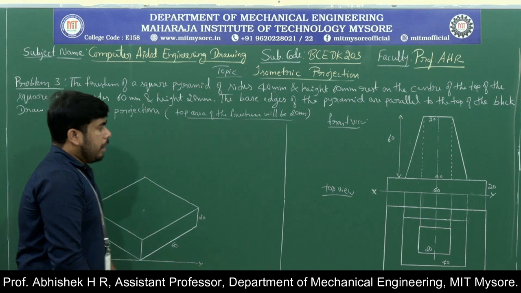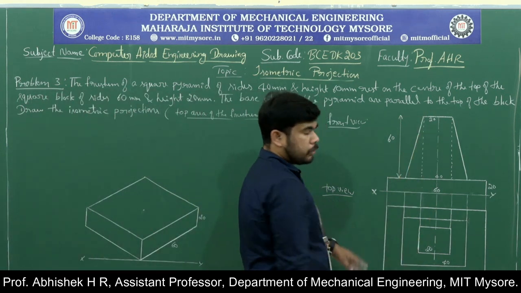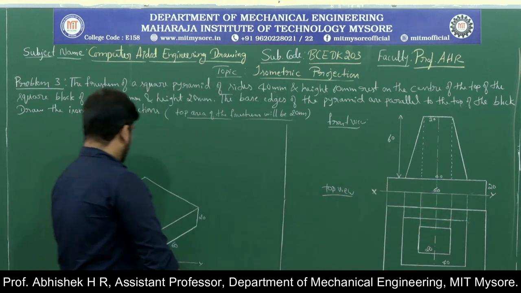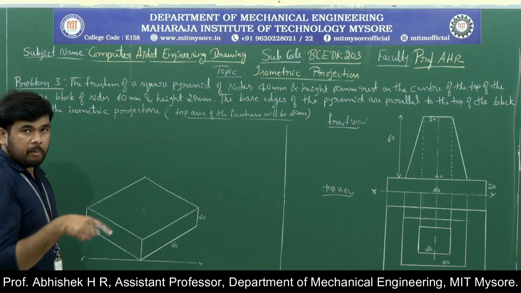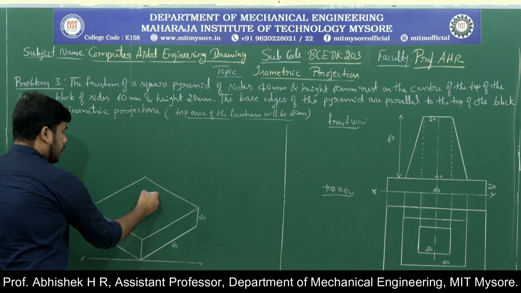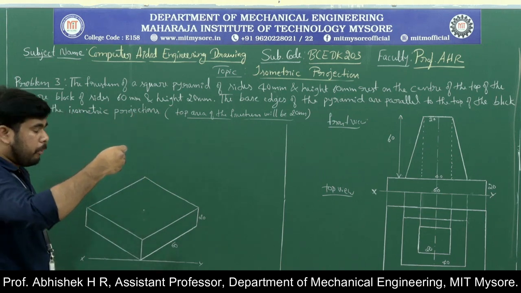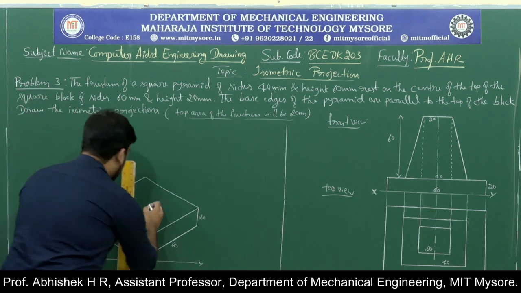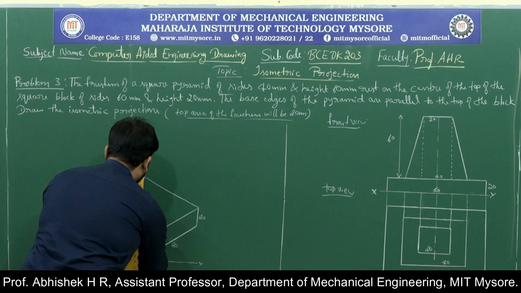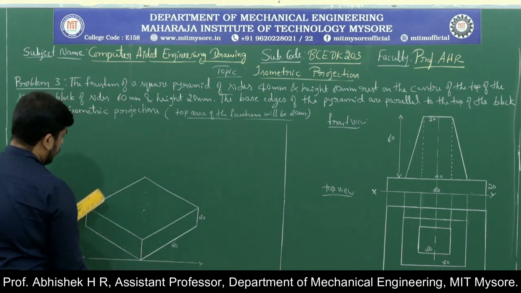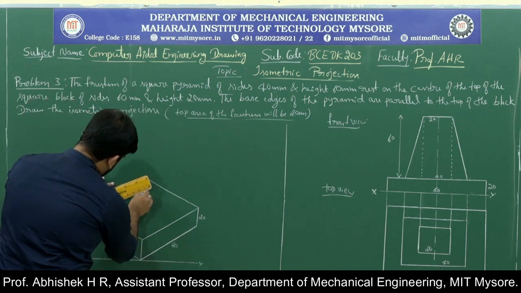Now what we have to do is fix this frustum of the square pyramid. The base side is how much? 40 mm. So here we need to draw the 40 mm area first. This is the midpoint. 40 mm means above the midpoint it should be 20 mm and below the midpoint it should be 20 mm. So just mark two boxes above the midpoint and in the same fashion below the midpoint. Now just join this.